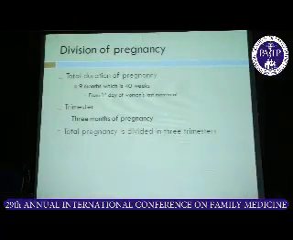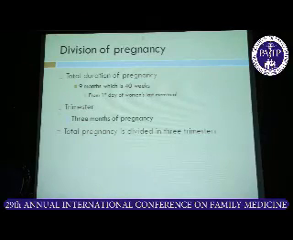How do we divide the pregnancy? The period taken by the pregnancy is 40 weeks. If you calculate, it turns out to be about 9 months, counted from the first day of the woman's last menstrual period. What is a trimester? 3 months of pregnancy is one trimester. So the first 3 months is the first trimester, the second 3 months is the second trimester, and the third 3 months is the third trimester. What I am going to talk about is the anomalies encountered in these three.